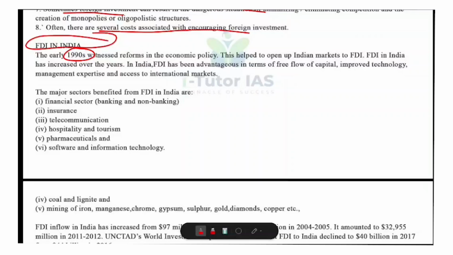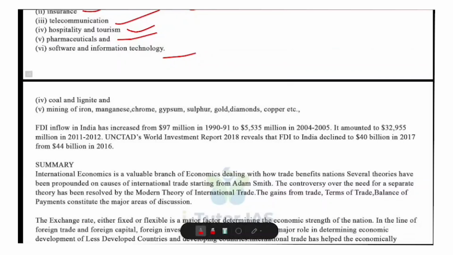India has welcomed FDI in both traditional and modern sectors. Major sectors included are financial sectors, both banking and non-banking financial companies. Then insurance, life and general insurance, telecommunication, that is mobile network, broadband, IT infrastructure and so on. Then hospitality and tourism, that is hotels, resorts, travel services, etc. Then pharmaceuticals like drug manufacturing and research, software and information technology like IT services and software exports. Then natural resources like coal, lignite and mining of iron, manganese, chrome, gypsum, sulfur, gold, diamonds and copper.